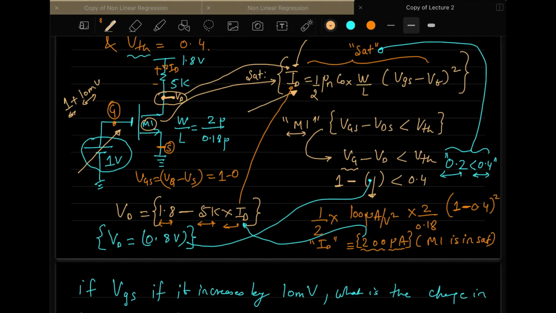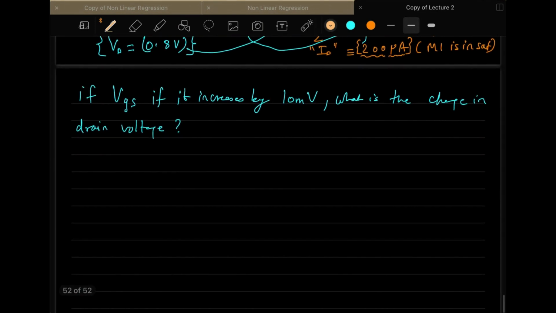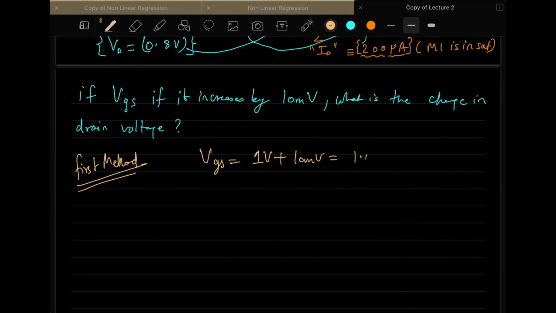Once you increase this voltage VGS by 10 millivolt, you will agree that ID will also change by delta ID. And this delta ID is the change in the current because of this change in the gate source voltage, which is given over here. So if this is the situation, then there are two ways of solving it. The first method is simple. You take your VGS, which earlier was 1 volt, and now it is 10 millivolt more, right? So it's actually 1.01 volt. This is your new VGS now.